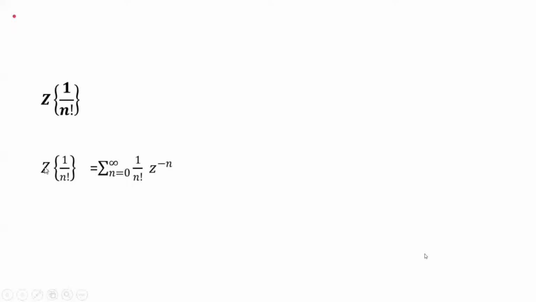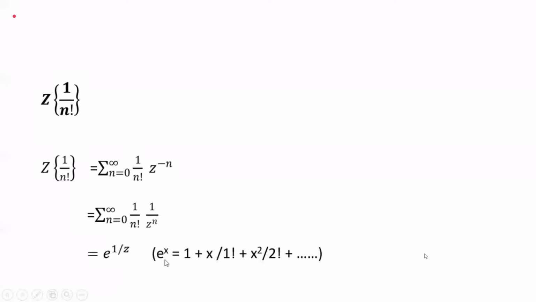So I want to find the z transform of 1 by n factorial, which is summation 1 by n factorial z to the power minus n, which is same as 1 by n factorial 1 by z power n. And you must be familiar with this series. What is the series expansion of e power x? 1 plus x by 1 factorial plus x squared by 2 factorial plus and so on, correct? So this is the series e to the power.